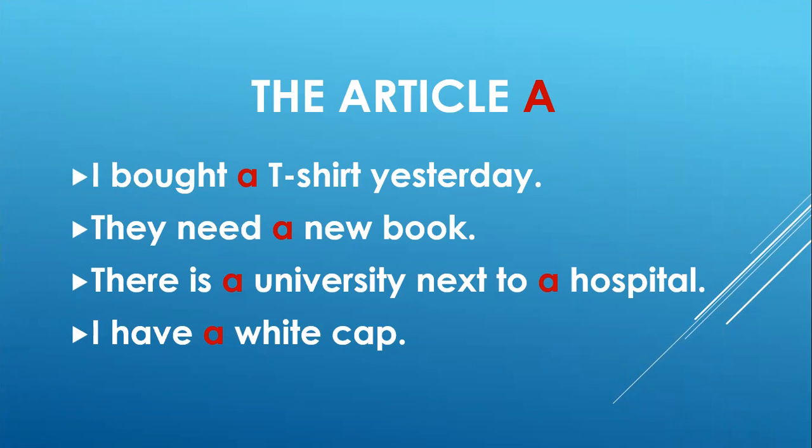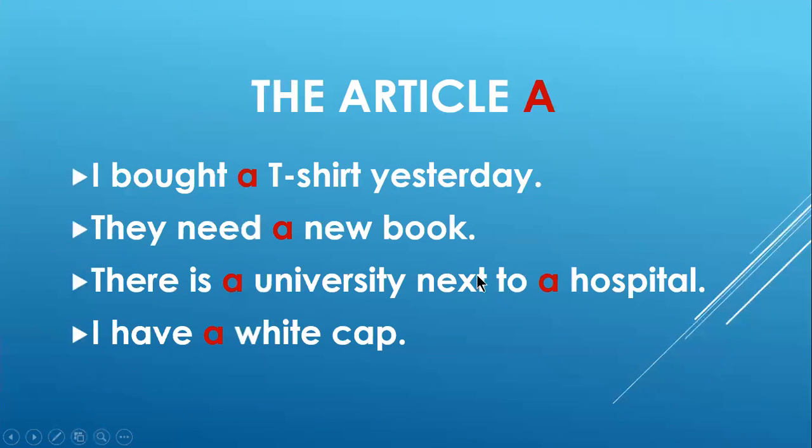They need a new book. There is a university next to a hospital. I have a white cup. As you can see, the article a is before a consonant sound. A t-shirt, a new book, a university, a hospital, a white cup.